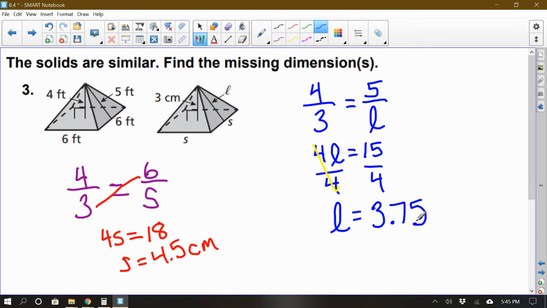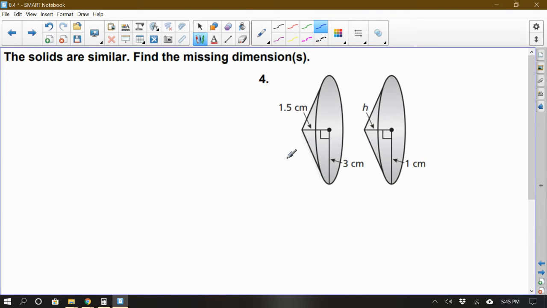3.75. Now again, let's get that correct measurement. We were finding the slant height on this one, and this pyramid is measured in centimeters. Okay, so our front measurement here was 4.5, and our slant height was 3.75, both in centimeters. Okay, next. We have two cones.